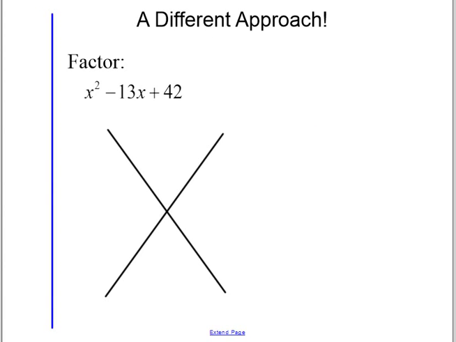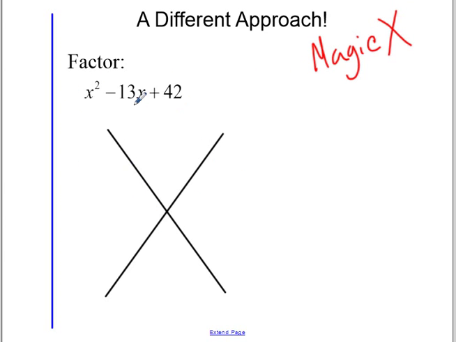Now there is a different approach. If thinking about factoring in the way that we just tried it is not working for you and seems really difficult, I have another way for you to try out. I call this the magic X. And the magic X helps us factor quadratic trinomials.